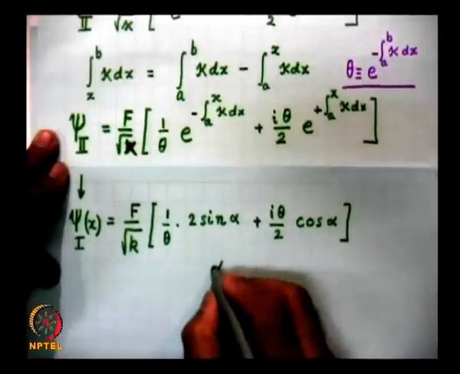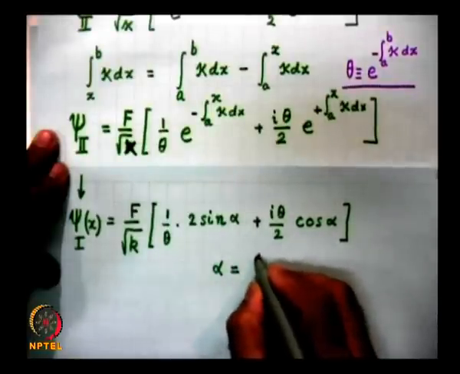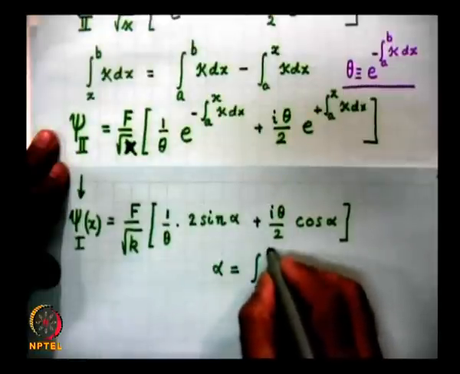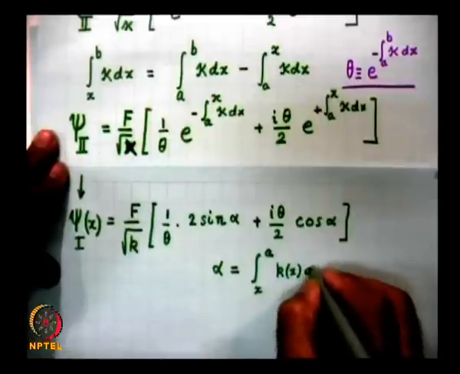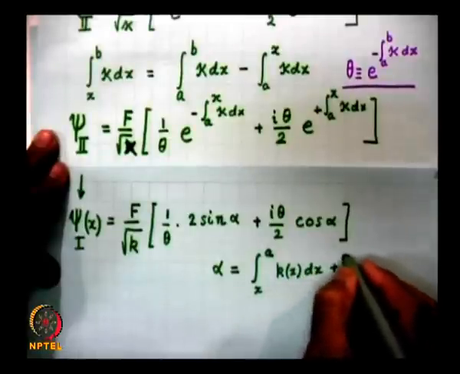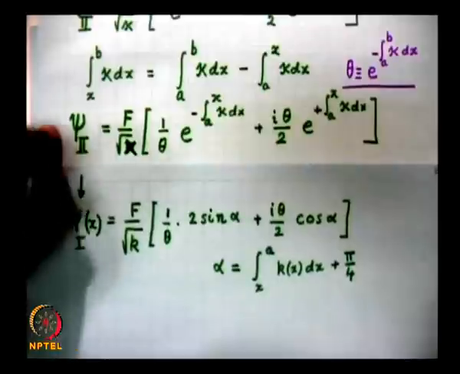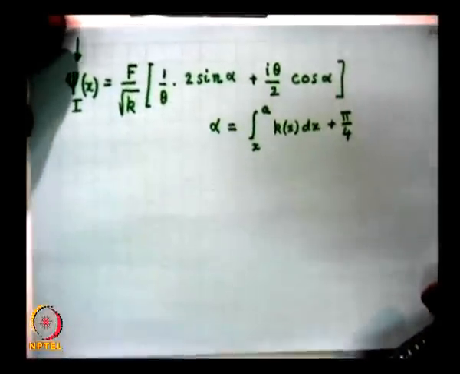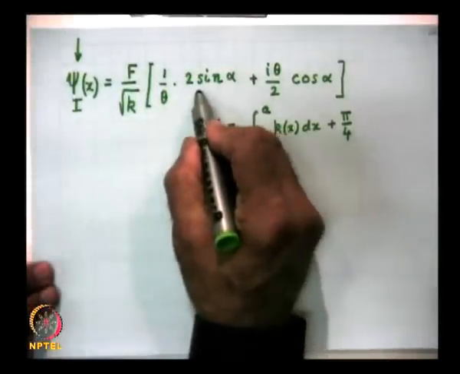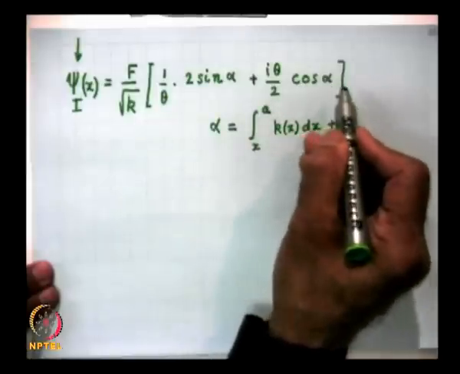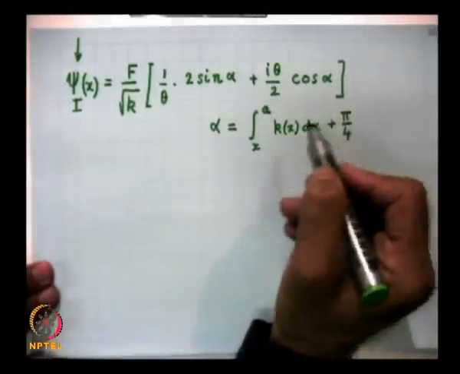And what is alpha? As you all know, this will be integral x to a of k(x) dx plus pi by 4. So, I have now obtained the solution in terms of sine and cosine functions. Now, we must express the sine and the cosine functions in terms of the exponentials, so that we know which one represents the wave propagating to the right and which one propagating to the left.